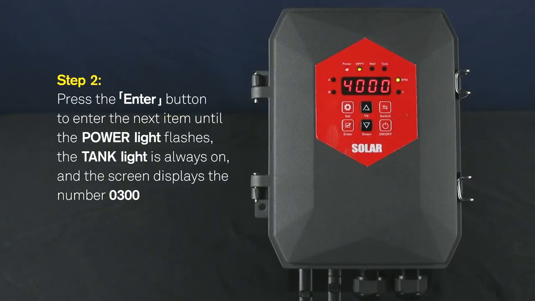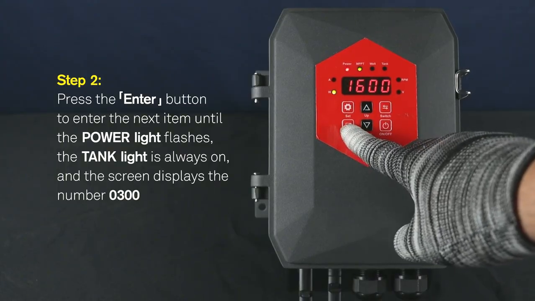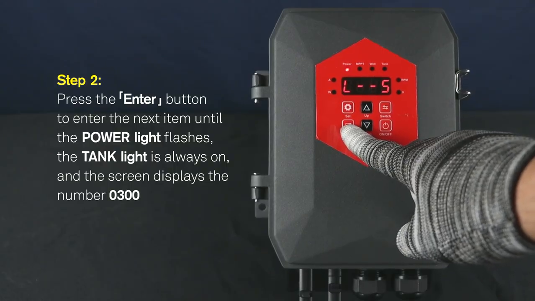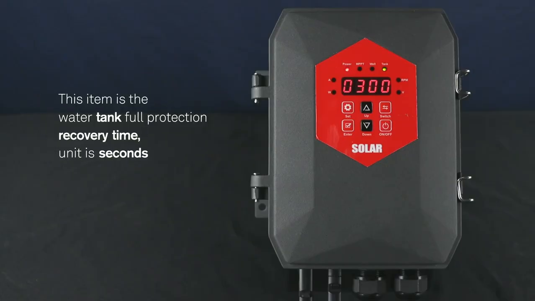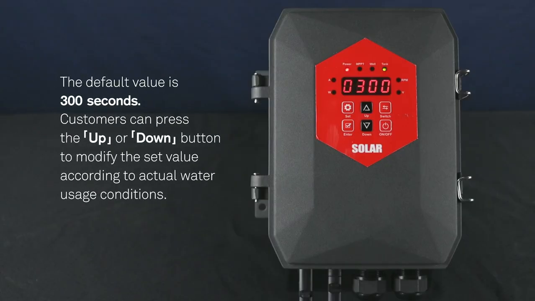Step 2. Press the Enter button to enter the next item until the power light flashes. The tank light is always on, and the screen displays the number 0300. This item is the water tank full protection recovery time. Unit is seconds. The default value is 300 seconds. Customers can press the up or down button to modify the set value according to actual water usage conditions.